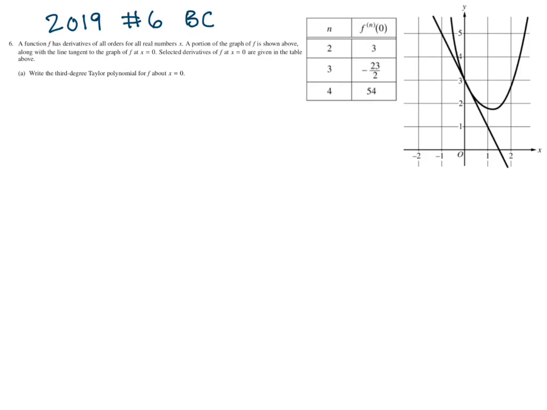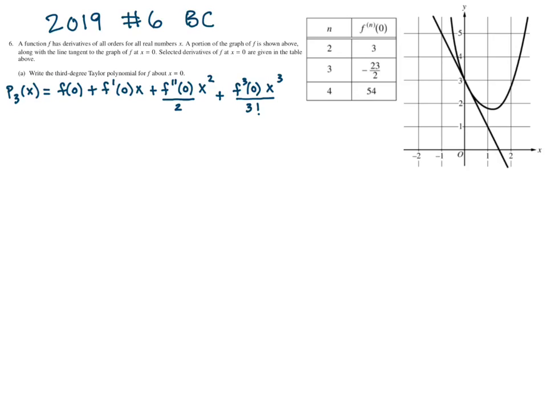So we're going to write our general Taylor for a third degree polynomial first. So P of 3 of x equals f of 0 plus f prime of 0 times x. Second derivative goes with the x squared term. Third derivative goes with the x to the third term. And of course, we have those factorial adjusters on there as well. So really, for this question, you need to find those derivative values, if you will.